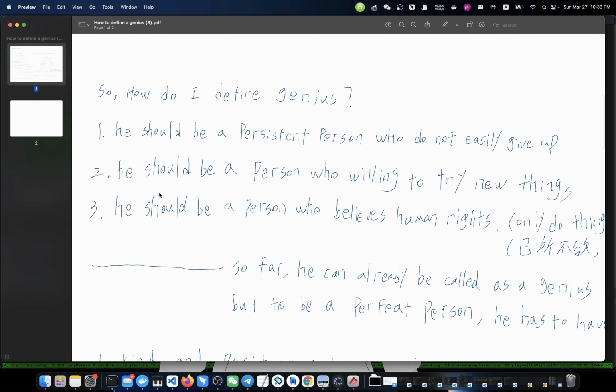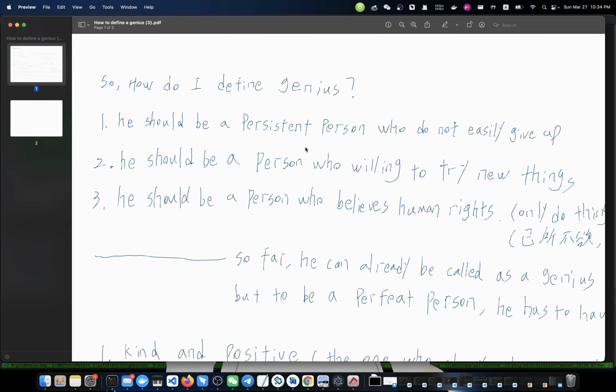The second tag is, he should be a person who is willing to try new things. Because I see a lot of people who are very persistent in what they are doing, but they refuse to learn anything new. If a person refuses anything new, then he would miss the chance to grow. He would miss the chance to get new ideas, new growth, or new knowledge. He will miss a lot of chances in his life because he refused to try something new.